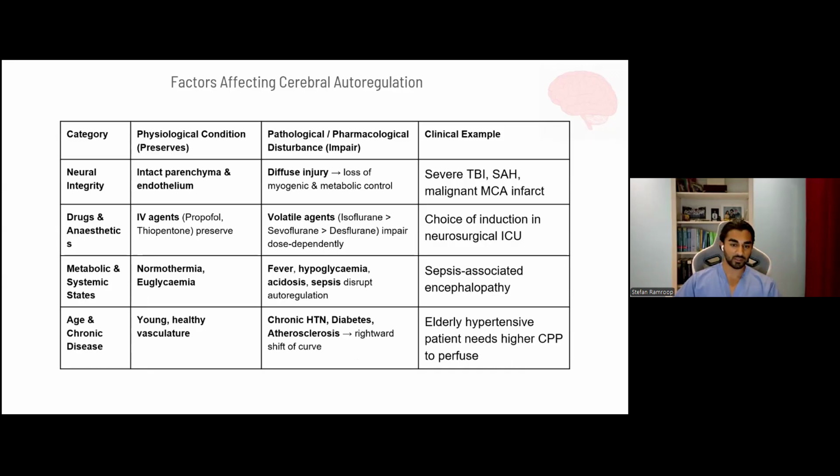And then you have age and chronic disease, which can cause the whole autoregulatory curve to shift to the right, as I had said before, as in hypertensive patients, for example, which is a chronic disease.